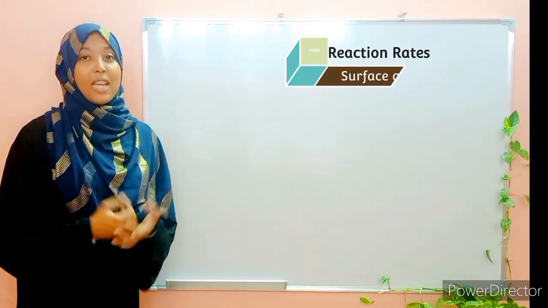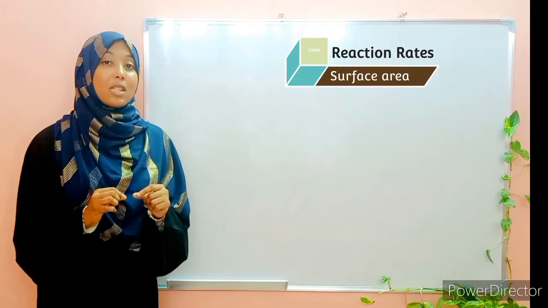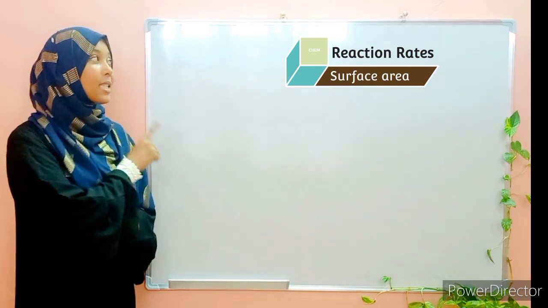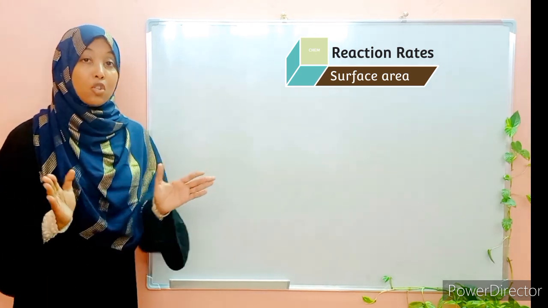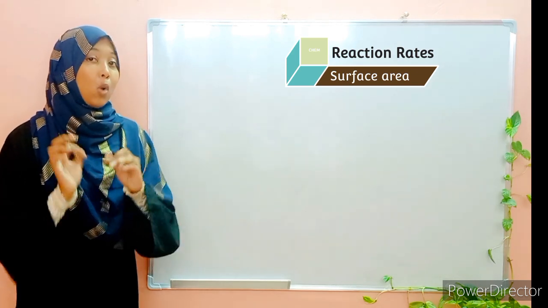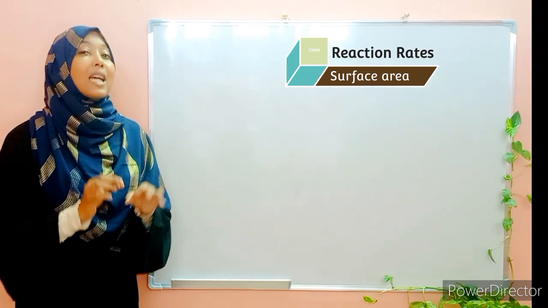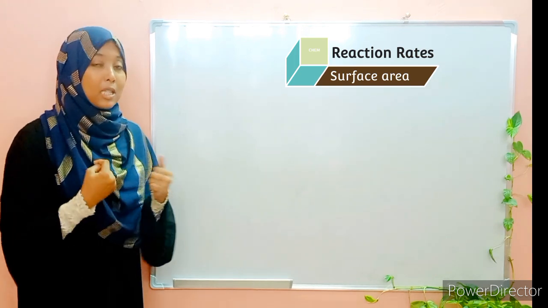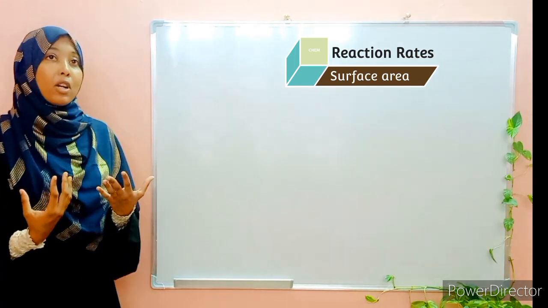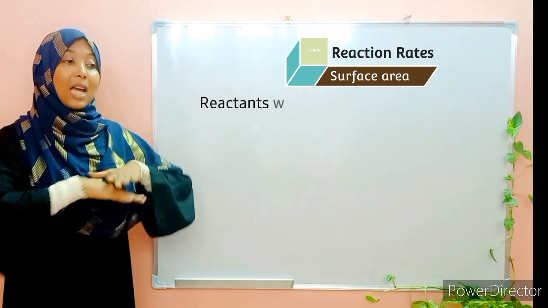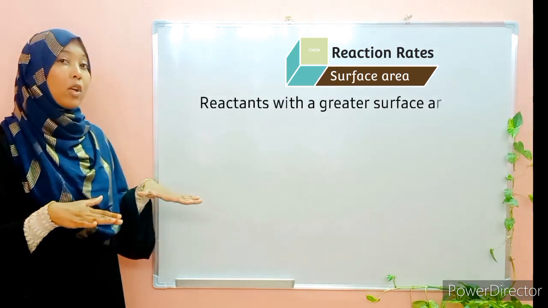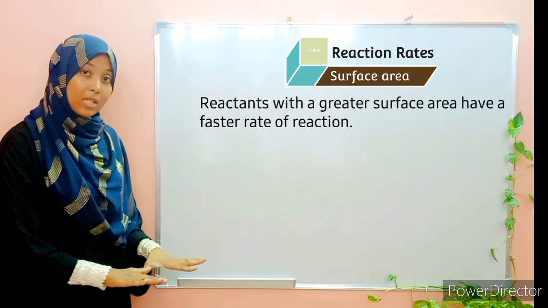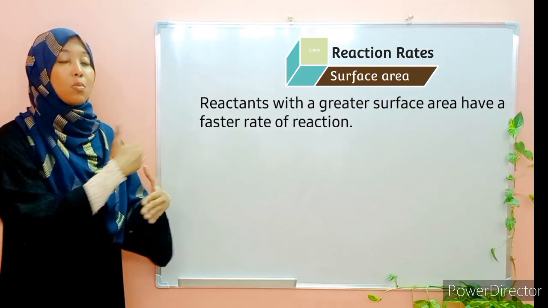Hello and welcome. In our lesson today, we are going to discuss another factor that affects the rate of a reaction. This is surface area. Now generally, if you have a reaction whereby one of the reactants is a solid, the size of that solid affects the speed at which the reaction takes place. So if you have, for example, a solid that offers a large surface area, then you're going to have a faster rate of a reaction. If you have a smaller surface area, then the reaction is going to be slow.